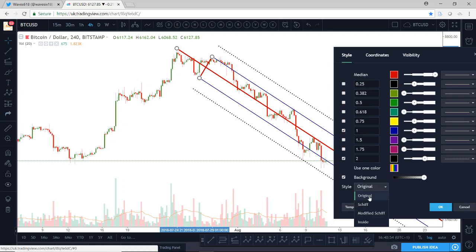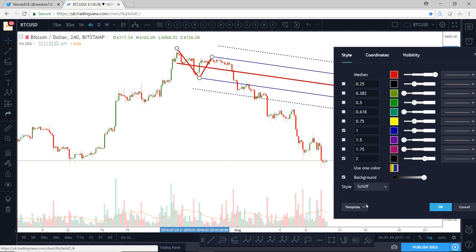So the original pitchfork, which is also known as Andrew's pitchfork, and you'll see on lots of other trading platforms that it's referred to as Andrew's pitchfork. That's the one that is displayed here. I'll do a tutorial explaining all the key differences, but essentially this has a much steeper gradient than the other 2 pitchforks.